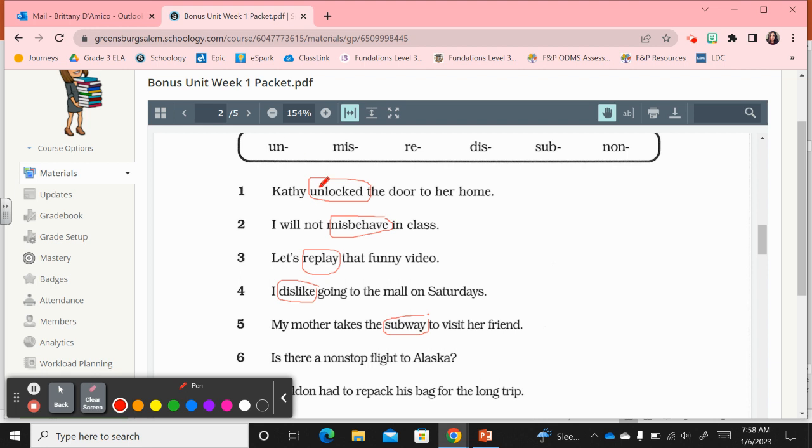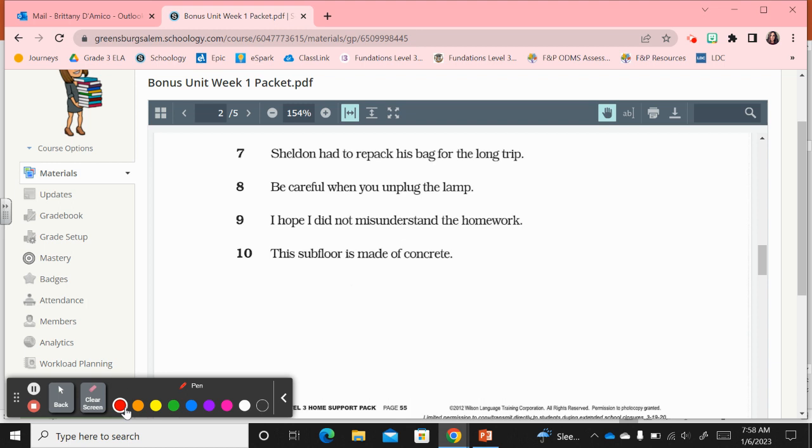Notice they all go in order. Un, miss, re, dis, sub, and yes, we have a non-stop. Excellent. Okay, let's go on with number 7. Sheldon had to repack his bag for the long trip. Re is a prefix, right? Repack. Number 8, be careful when you unplug the lamp.